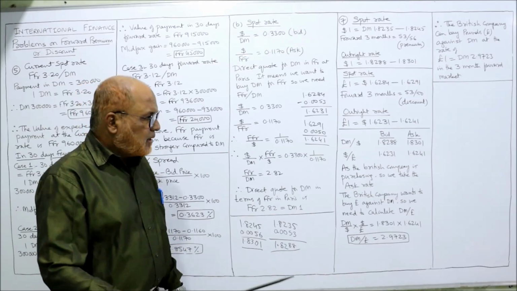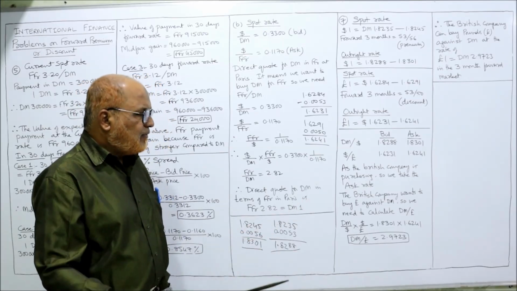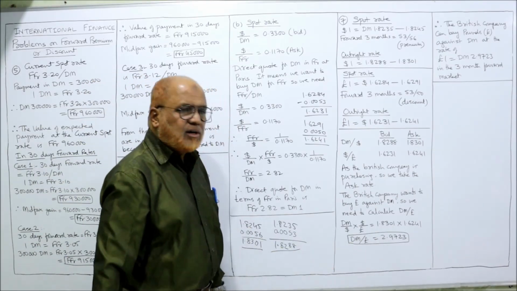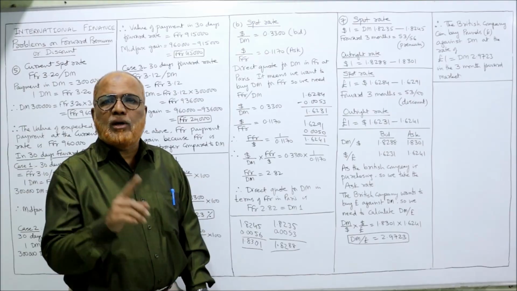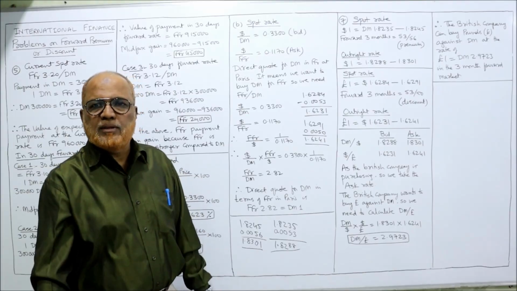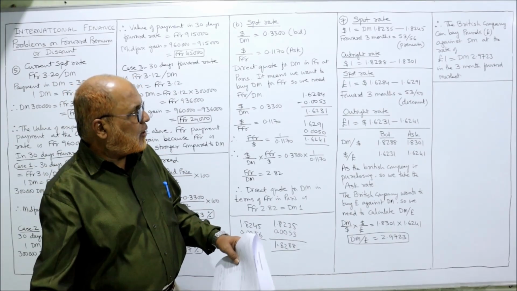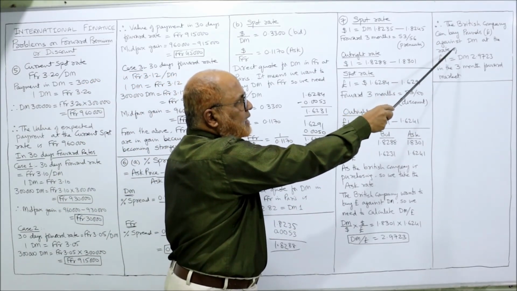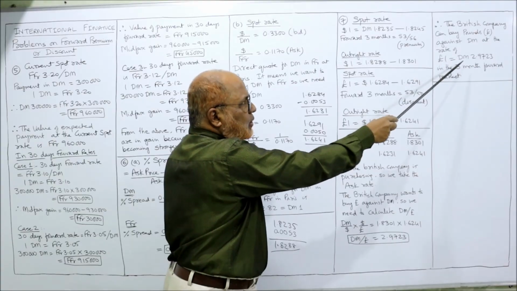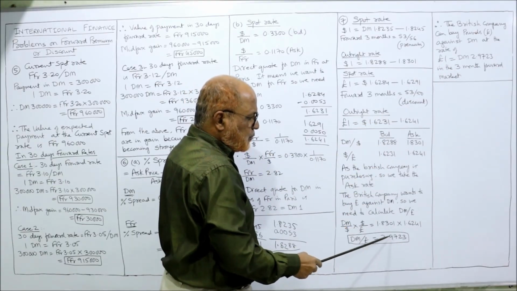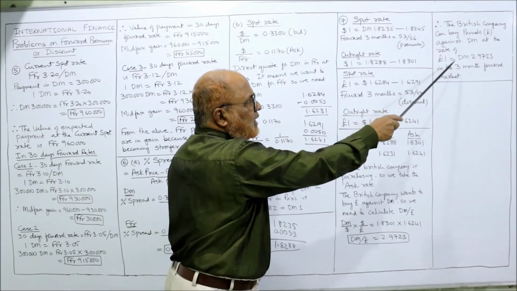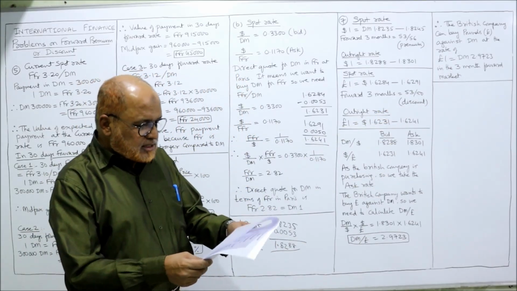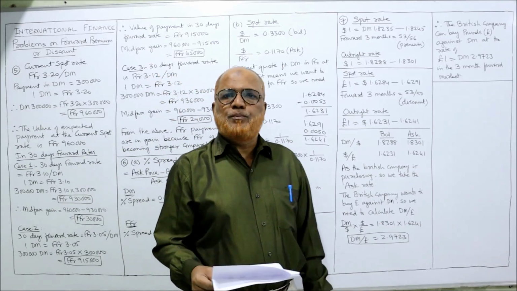That means the British company will buy the pound at this rate: 2.9723 DM is equal to 1 pound. That's it. Therefore, the British company can buy pound against DM at the rate of 1 pound equal to DM 2.9723 in the 3-month forward market. So this is the end of the 7th problem.